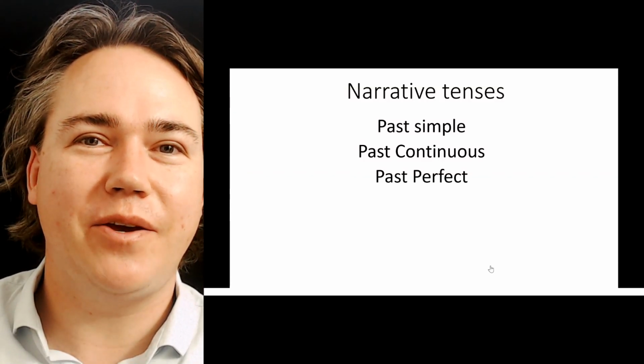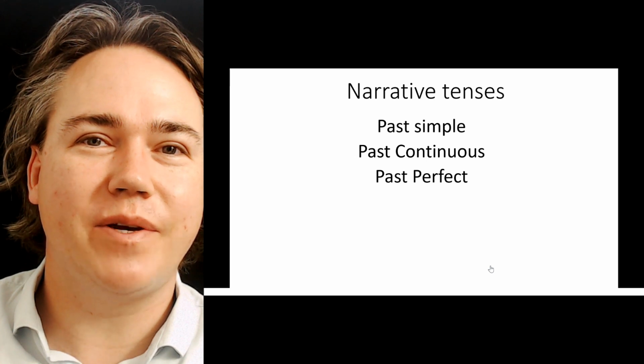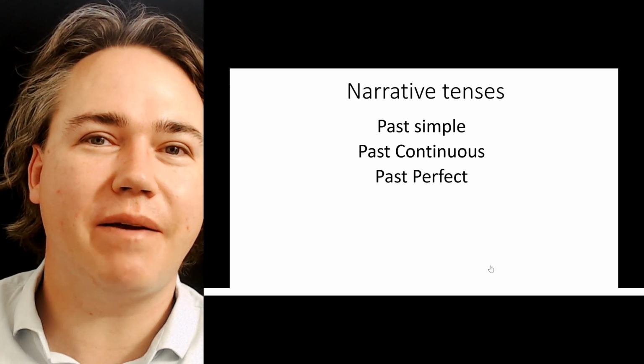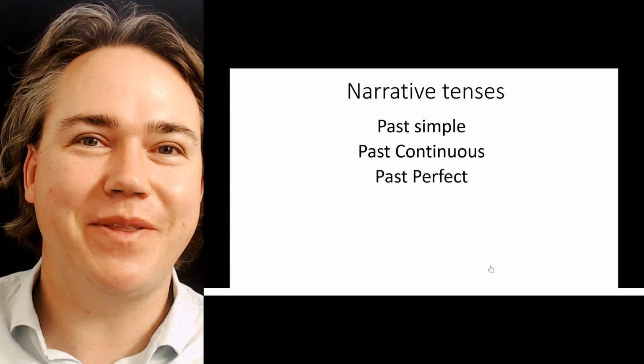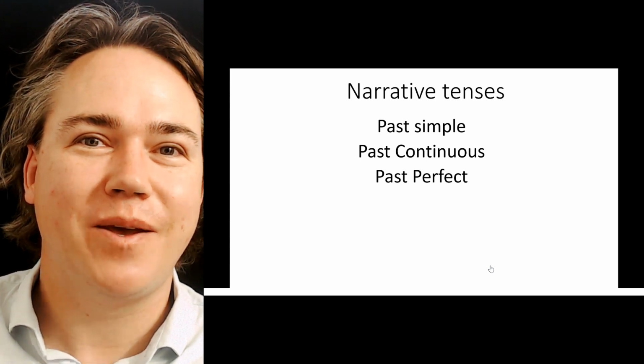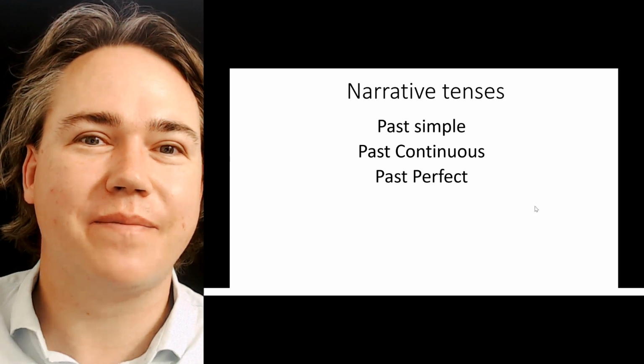This is a video that was requested by Yumi and Jack on narrative tenses. In this video I'm going to give you a short summary on the three major narrative tenses in English: the past simple, the past continuous, and the past perfect. So Yumi and Jack, I hope you enjoy this and find it useful. We're going to start with past simple and take a quick look at it.